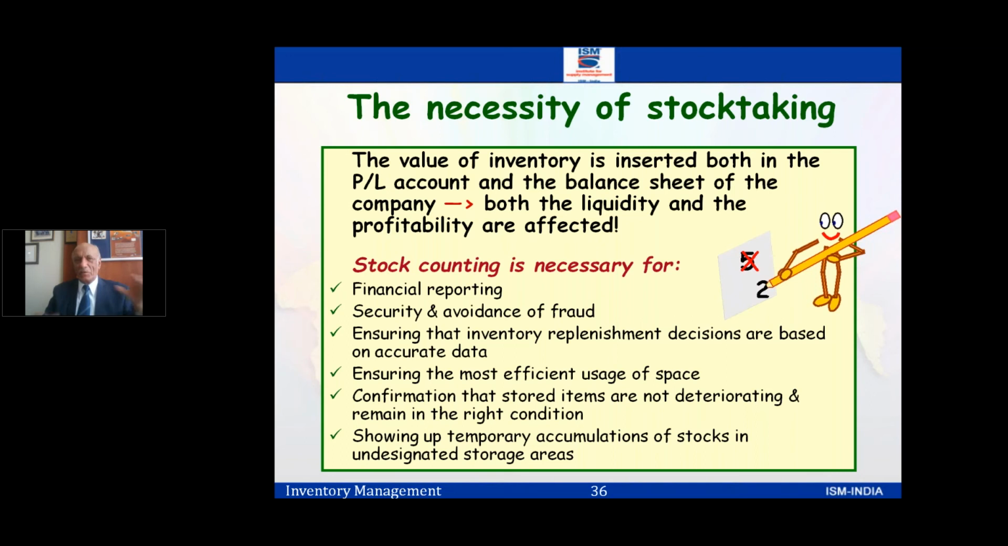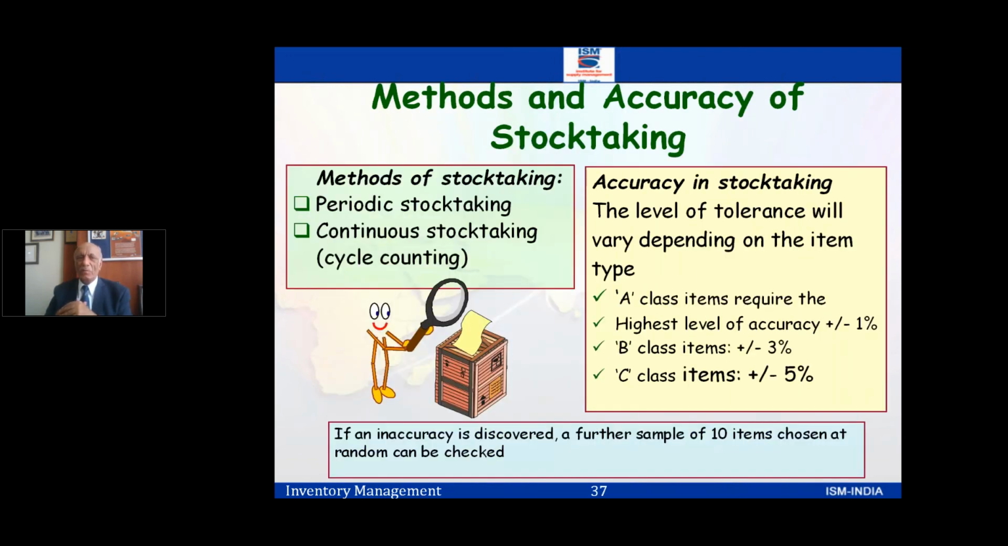Now the methods and accuracy of stock taking. One could be done on a periodic basis; the second is continuous. Periodic means I fix a period. All my critical items I will review every week, fortnight or month. Other ones I'll take after 2 months, others after 6 months. So you decide the period, and you feel this is not going to disturb my assembly line. But nowadays continuous stock taking goes on a real-time basis for those who have good software. It goes on a regular basis.